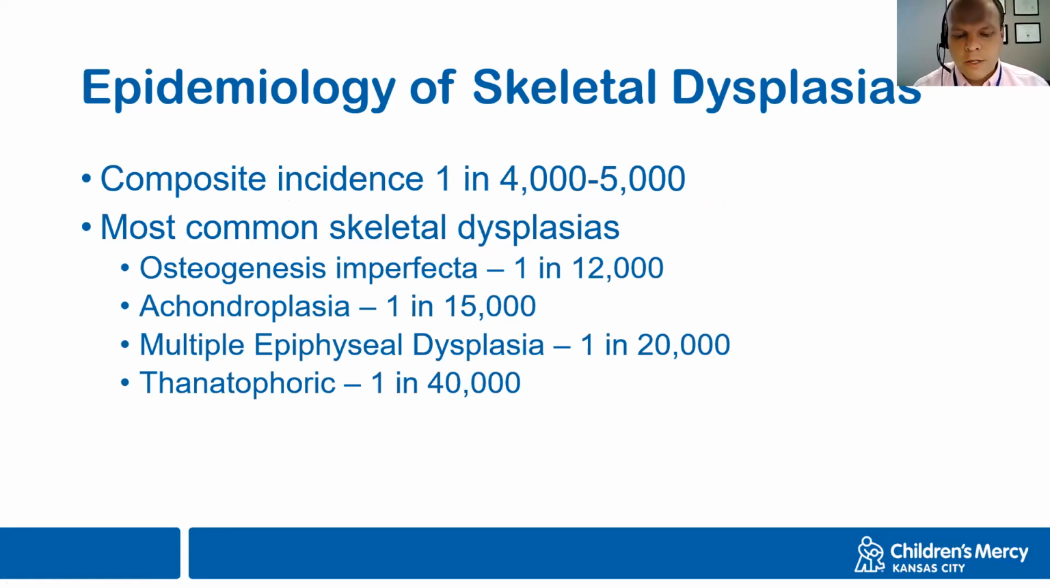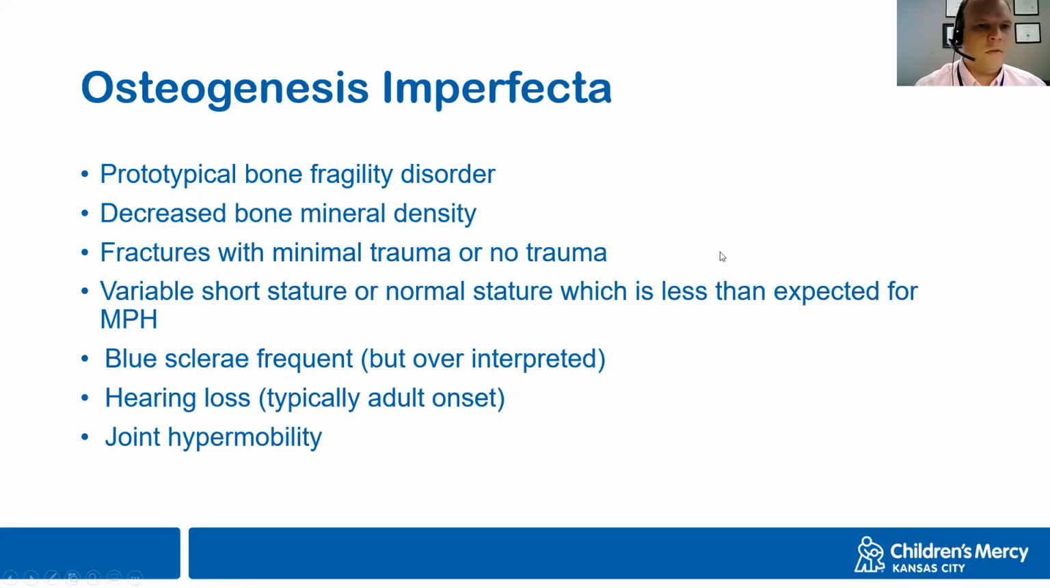And I think about this in terms of a composite. What is the overall incidence of skeletal disease? We think it's probably about 1 in 4,000 to 1 in 5,000, of which OI is really the most common. The statistics vary, but the statistic that I prefer suggests that OI is probably about 1 in 12,000. So it's relatively common compared to a lot of the other skeletal disorders that we think of as being also relatively common.